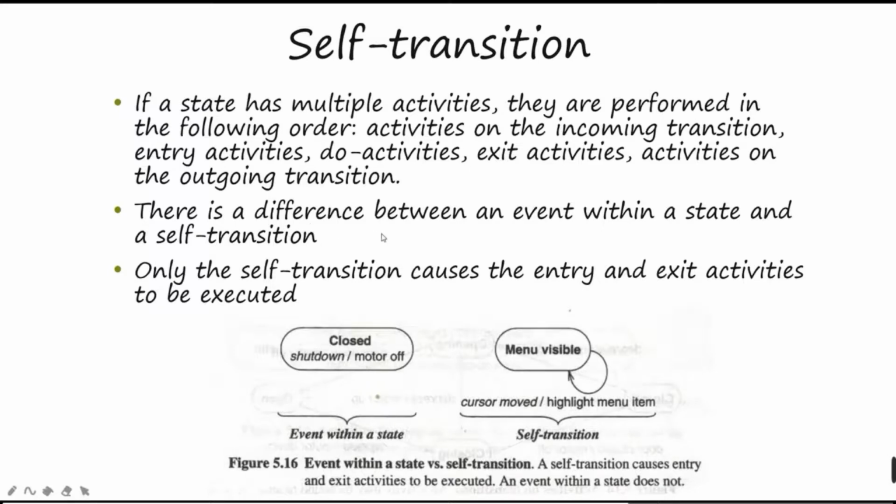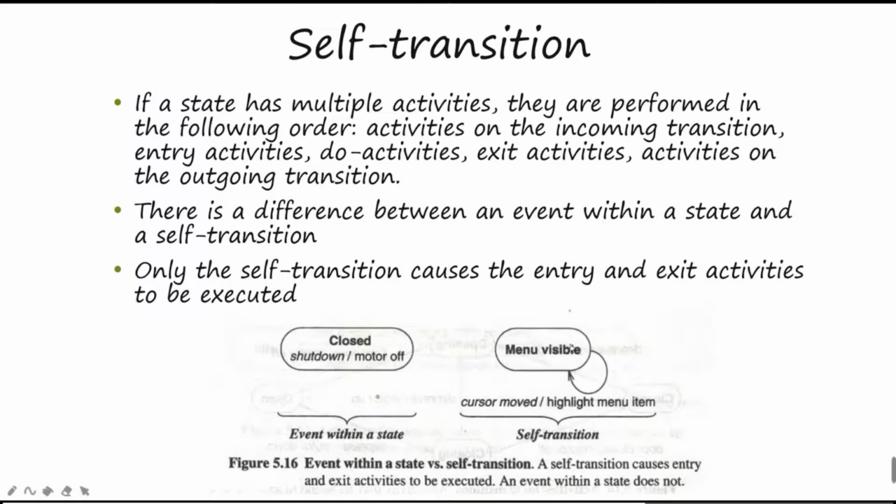And there's a difference between an event within a state and a self-transition. This is an event within a state. It means that within the state, for the event shut down, you need to turn off the motor. It means that when it gets the event shut down, it will turn off the motor.